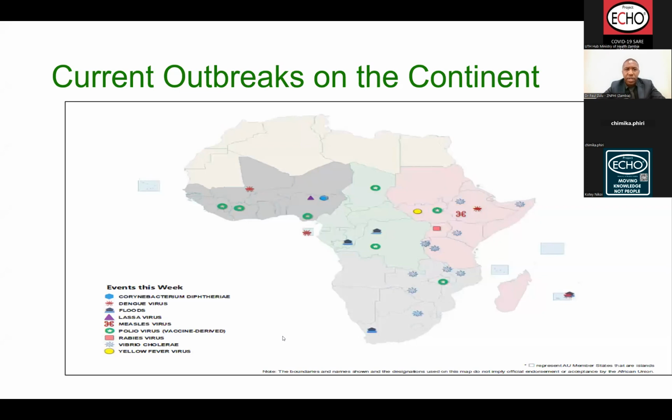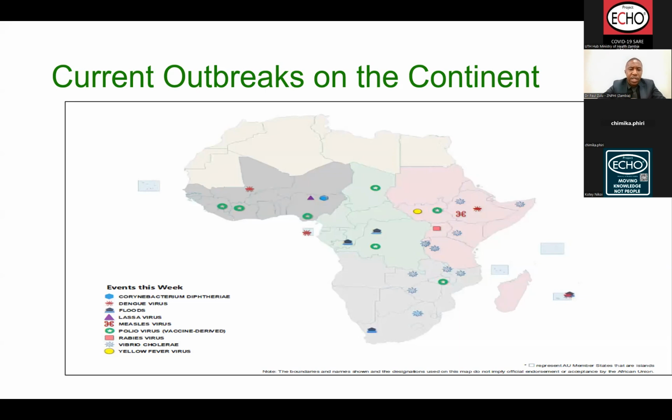Thank you very much. This is just a map showing what the current outbreaks on the continent are, and you must realize that Africa is a continent where most of the outbreaks happen. When we say infectious disease outbreaks in particular, most of them will be on the African continent. As you can see, this is just for this week alone, where we have dengue virus outbreaks, floods, Lassa virus in some areas of West Africa. You have measles, which Zambia is currently also responding to, polio, which we are also in response mode for after having detected positive environmental samples.